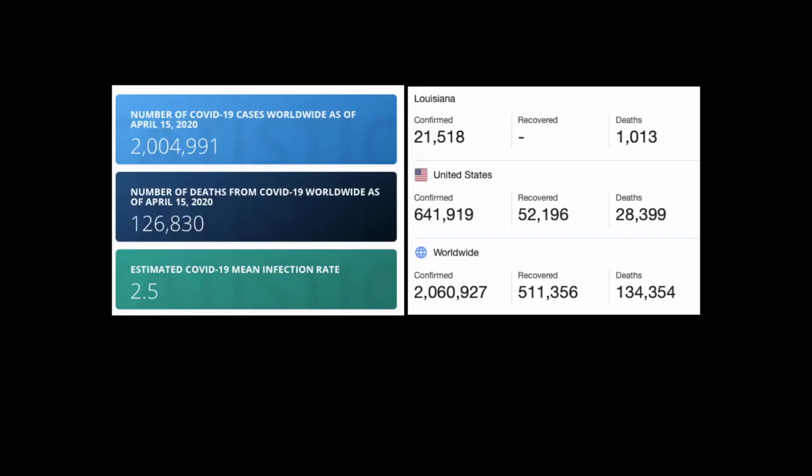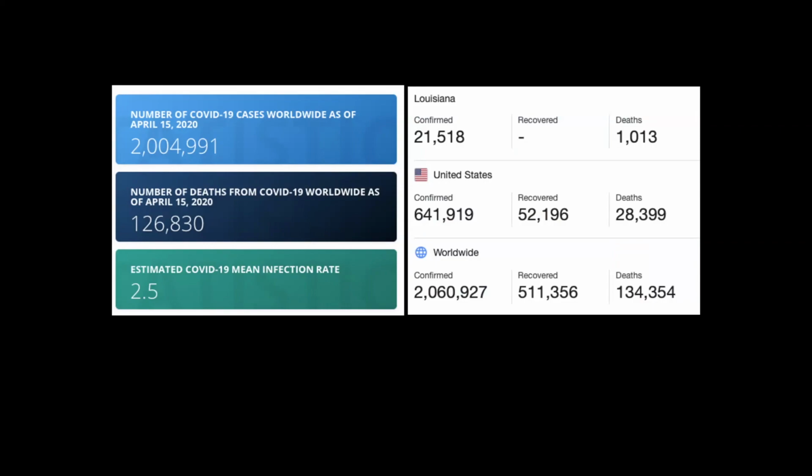So if we visit the numbers, I was looking at the numbers while I was preparing this presentation, and on April 15, we had over 2 million infections of COVID-19. The number of deaths was over 106,000, and a mean infection rate of 2.5. It was the so-called R0, of 2.5, meaning one person could infect up to 2.5 people.